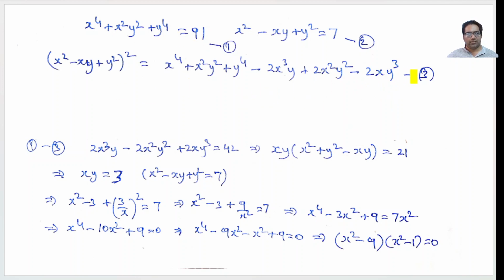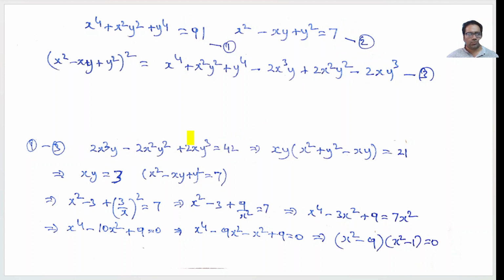If you subtract this one from the first one, the first three terms are the same as in the first equation. If you subtract this third equation from the first equation, we will be left with only these three terms. The signs will change because we are subtracting. So we get 2x cube y minus 2x square y square plus 2xy cube equals 91 minus 49, since the square of 7 is 49. 91 minus 49 becomes 42.